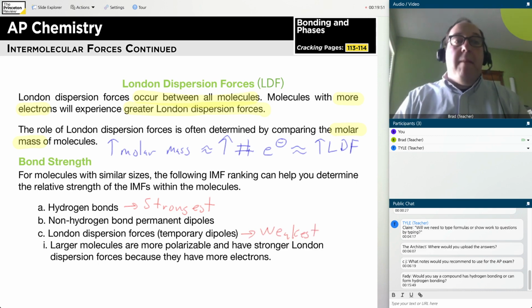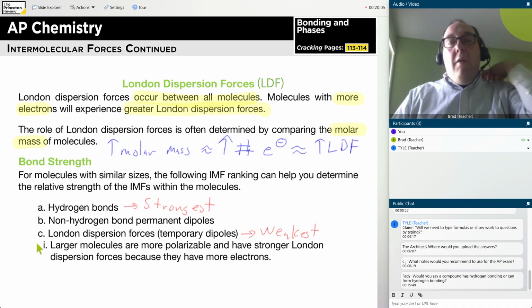And again, they make the point that bigger molecules are going to tend to have stronger London dispersion forces as a result of having more electrons, like we talked about up top here. All right. So you have the three different types that you would take into the AP, and you have their relative strengths. You really need to know that information.